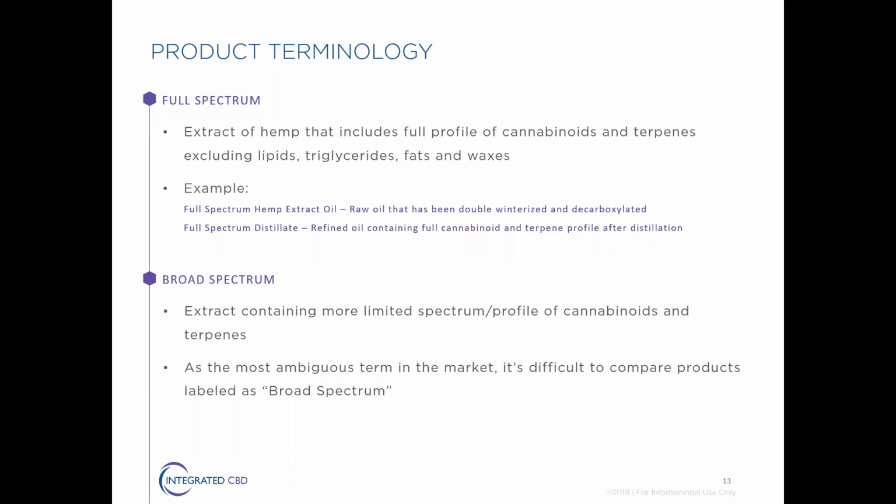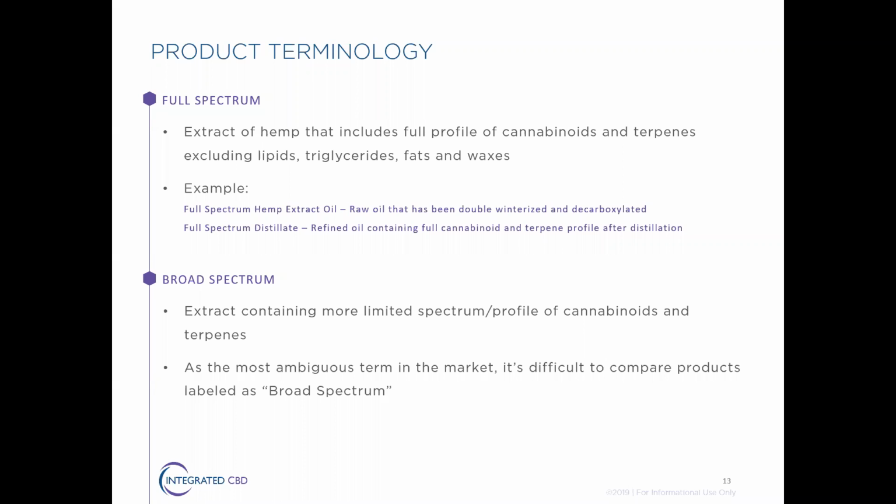Further product terminology that results at the end of the stream would be the terms full spectrum as well as broad spectrum. I'd like to cover a little bit of detail on full spectrum first, as this can be considered an extract of hemp that includes full profiles of cannabinoids as well as terpenes, excluding the lipids, triglycerides, and fats that are removed through winterization. Examples of this could be full spectrum hemp extract oil, which would be a raw oil that has been double winterized and decarboxylated. Another example would be full spectrum distillate, which is a refined oil containing the full cannabinoid profile and terpene profile after the distillation and refinement process.